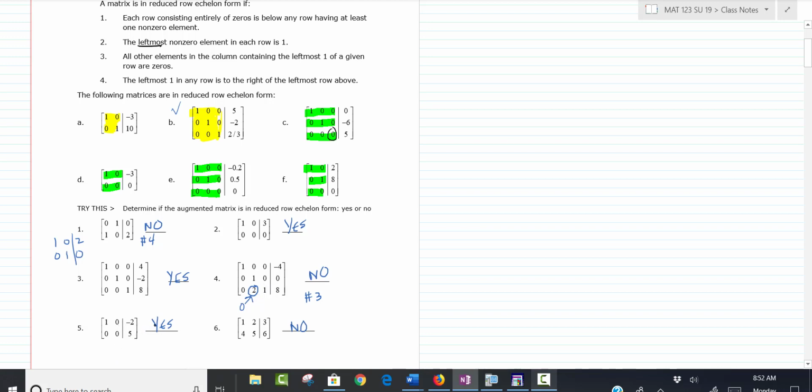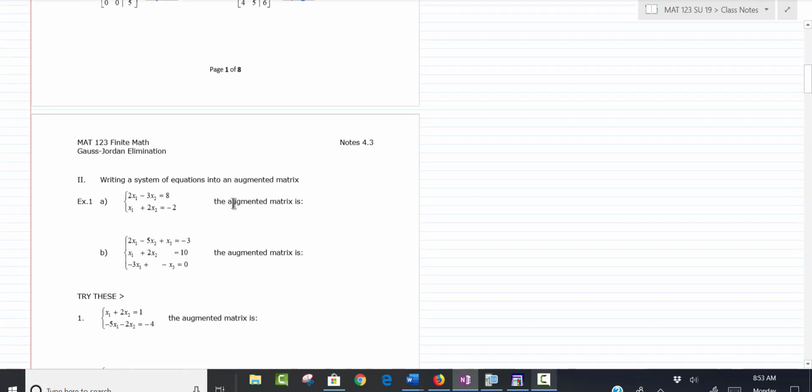Okay, then this one's okay. That one satisfies all the conditions. That's pretty similar to D. And then this one's no. If this is your leftmost one, then that would have to be a 0. All right, so that's why. It's just good to get an idea of what this is. Like I say, you'll be seeing all of these kinds of situations and mainly learning how to interpret them in a system of equations.